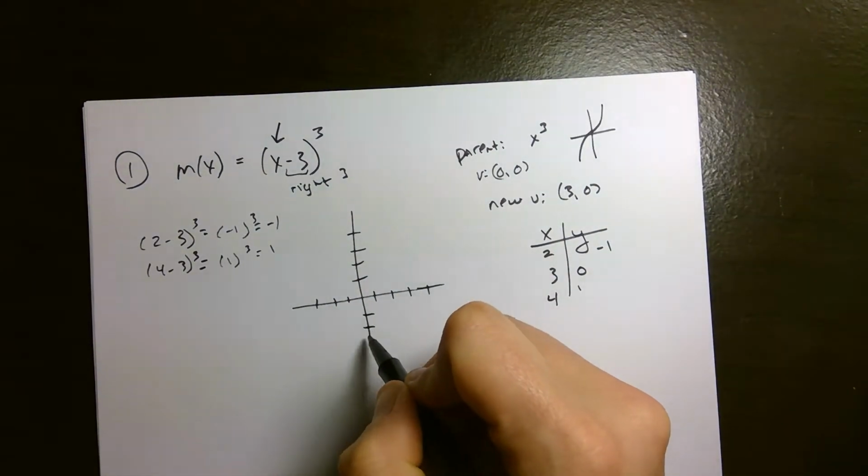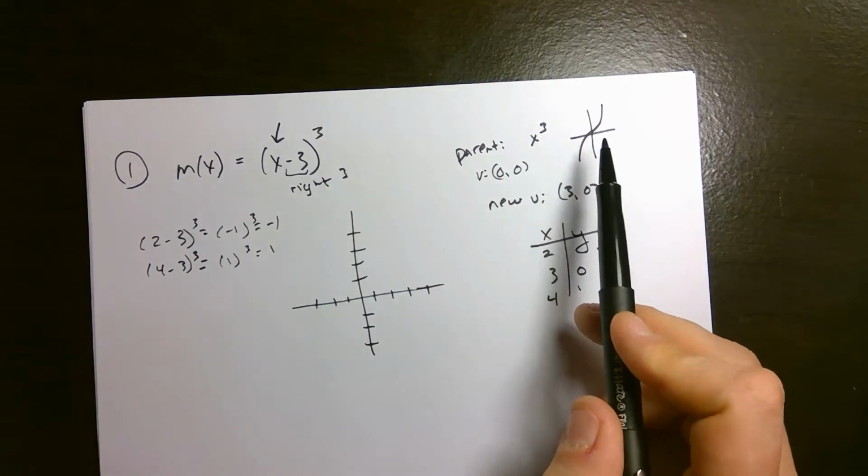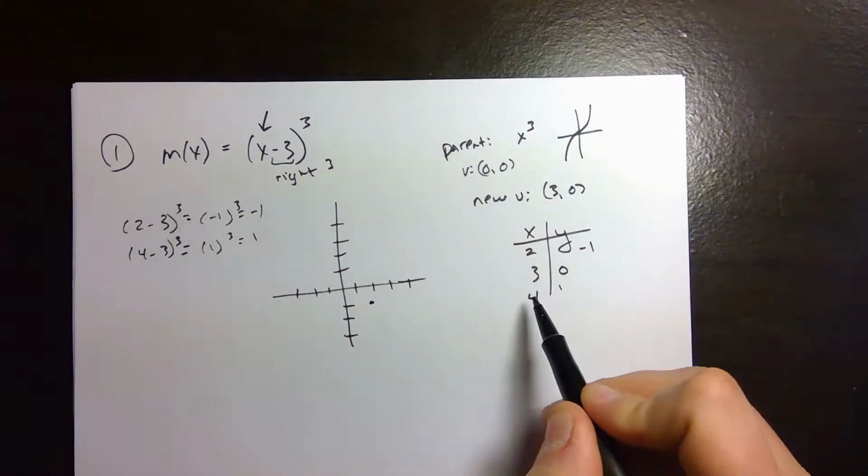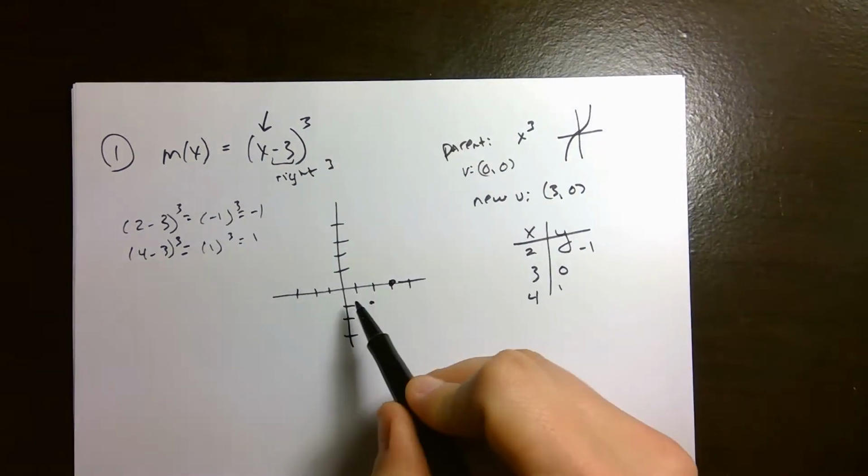And in my mind, again, I need to know that it's going to look like this, but I'm picking it up and I'm scooching it to the right. So I will graph 2, negative 1. I will graph 3, 0, and I will graph 4, 1.